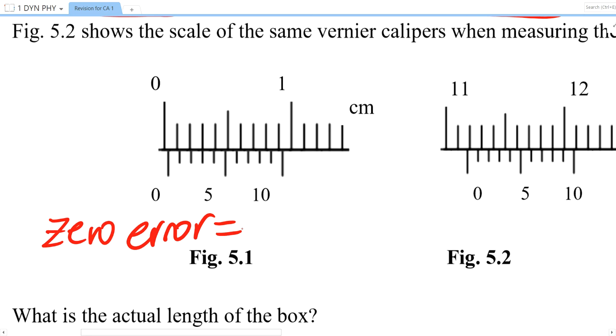Positive or negative zero error? Positive, yes. See, you know it. So positive how much? All we need to do now is to read it the same way as we read the vernier calipers for all our measurements.